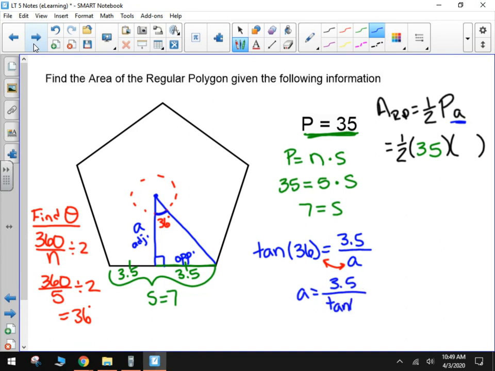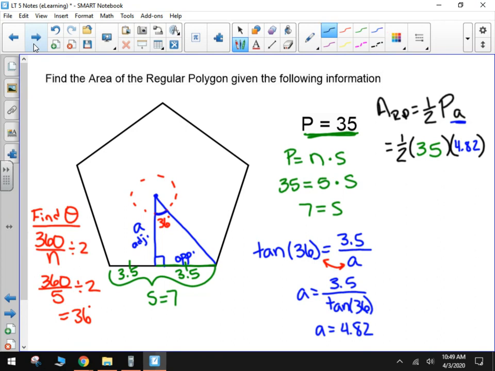And all you have to do is type that in the calculator, and you get 4.82. So my apothem over here is 4.82.